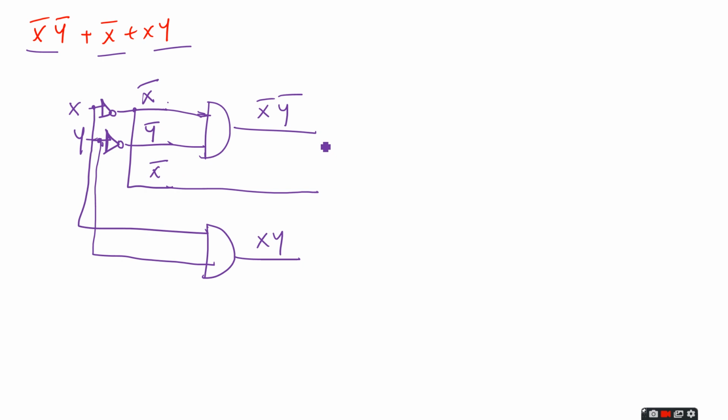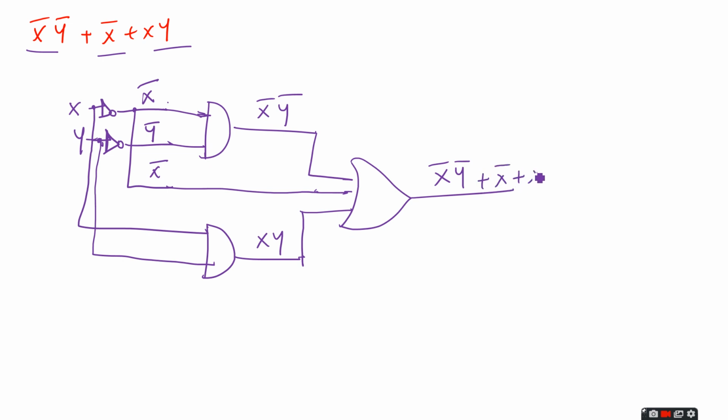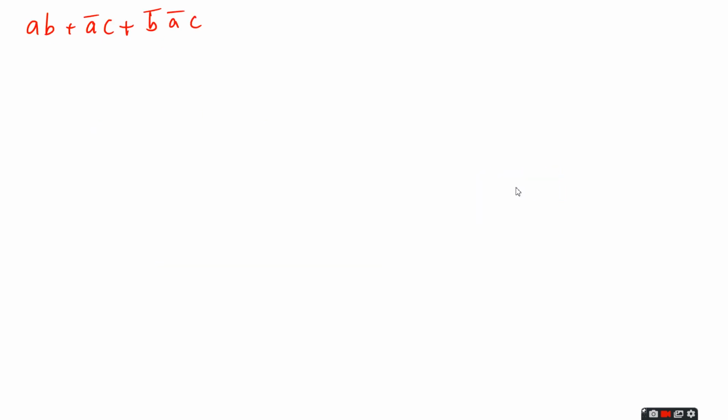Then we have to pass these three through an OR gate. Then we will get the result as X complement Y complement plus X complement plus XY. Now, next question.